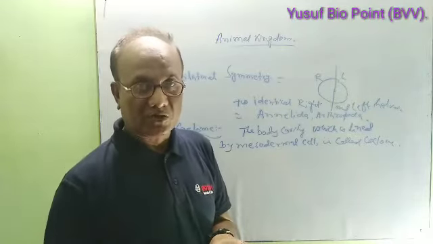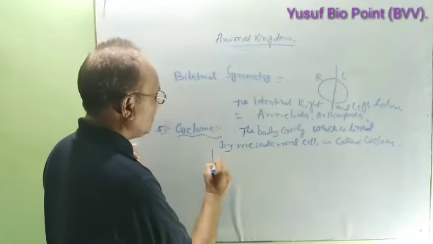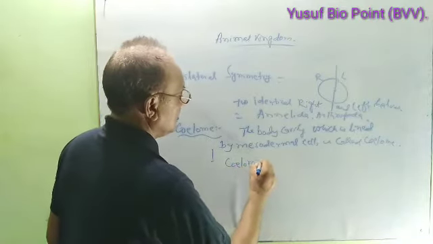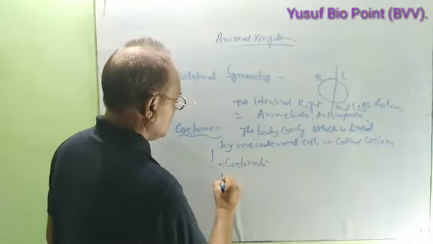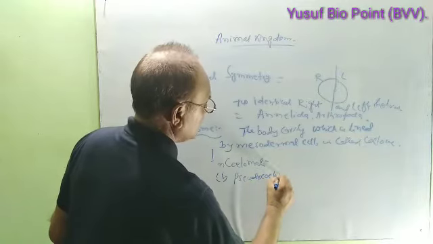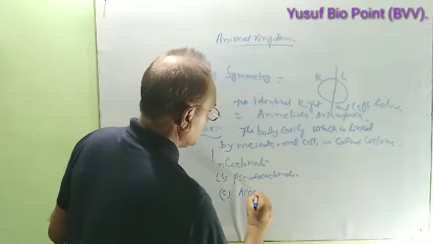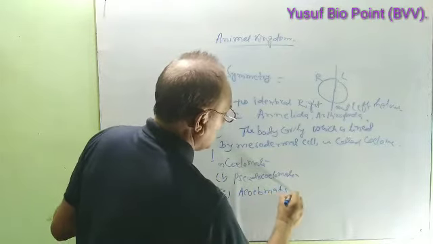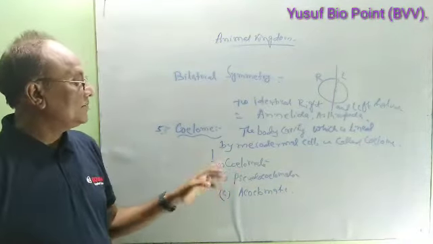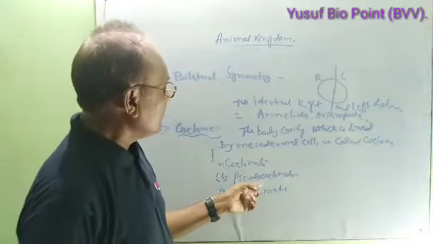In some cases coelom is present, in some cases it is not present. So on this basis they are classified into three types. One is coelomate, second pseudocoelomate, and third one acoelomate. To understand better, if the coelom is present, that is coelomate.